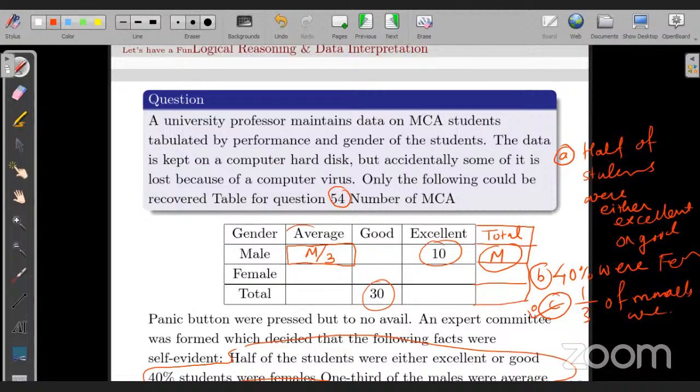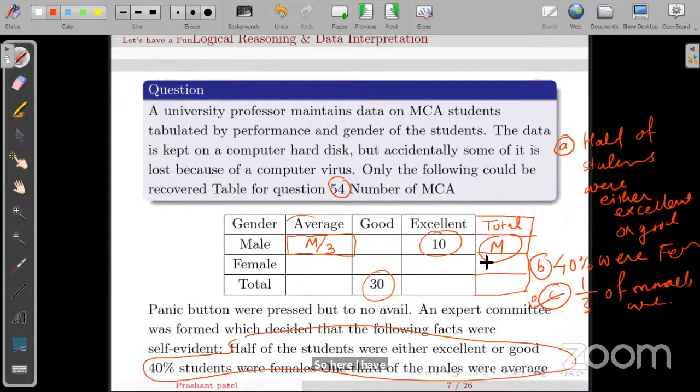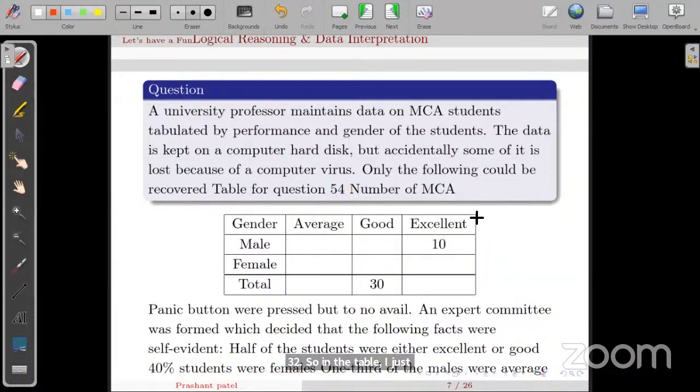So here I have missed 32. In the table, I just erased everything. So here there is one more column, which is written total. Here it is written 30. Now the table is complete. Okay, this data is there.